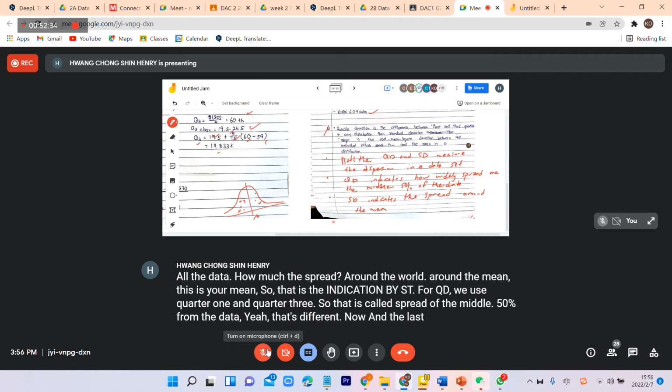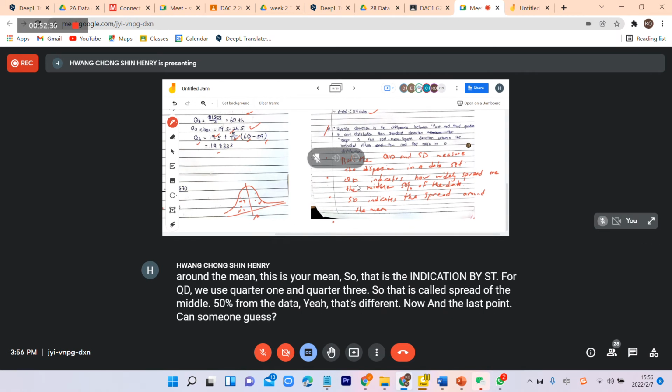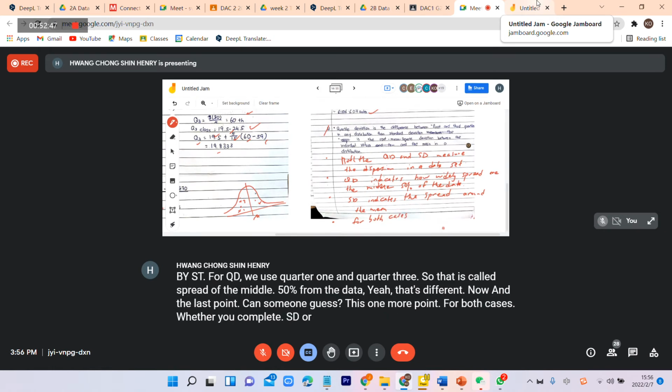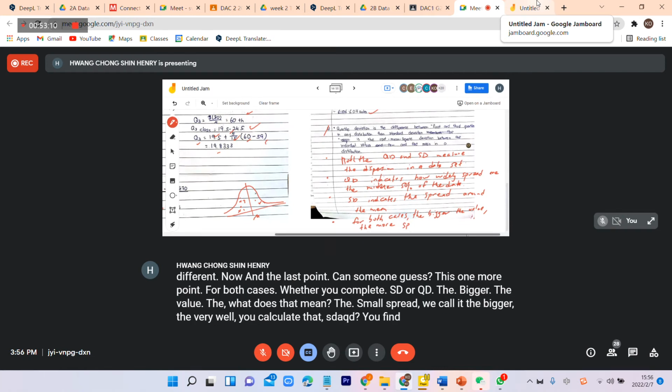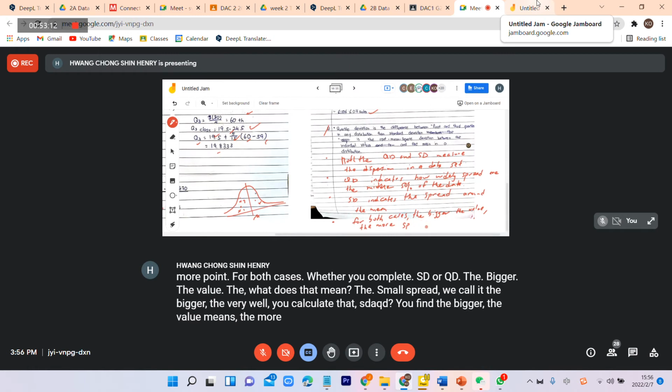And the last point, can someone guess? There's one more point. For both cases, whether you calculate SD or QD, the bigger the value, what does that mean? The bigger the value you calculate for SD and QD, it means the more spread the data.